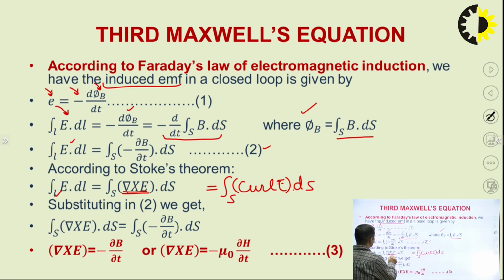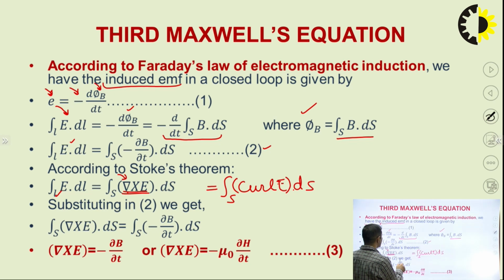This is the del operator. If you want to take the curl of any vector quantity, we have to take the cross product of del with that vector quantity. Now this line integral converts into a surface integral, and the equation becomes: the line integral of E dot dl over a closed curve C is equal to the surface integral over a surface S of del cross E dot ds.